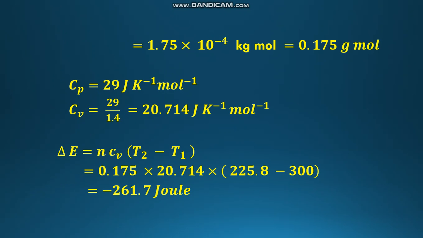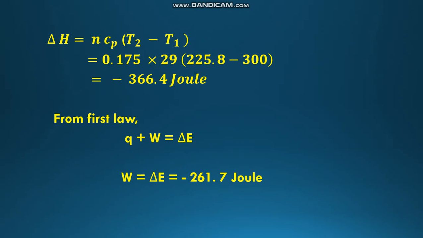So substituting the terms, n is 0.175 into 20.714 into (225.8 minus 300). Here delta E comes with a negative sign, which is equal to minus 261.7 joules. Similarly, delta H is equal to n Cp into (T2 minus T1). So 0.175 into 29 into (225.8 minus 300), which is equal to minus 366.4 joules. In this way, we can evaluate delta H.